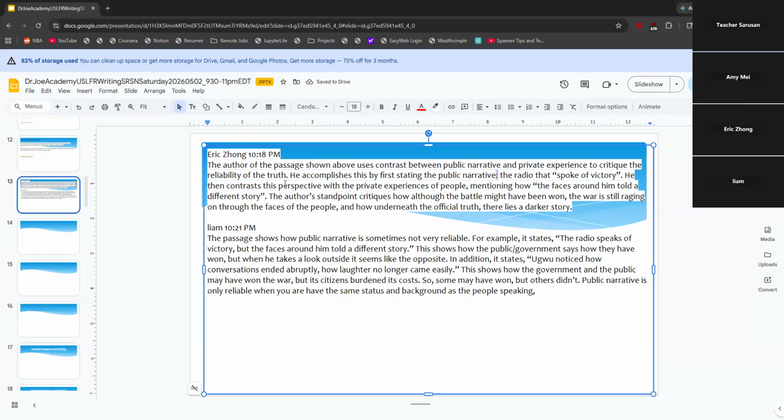He then contrasts this perspective with the private experiences of people, mentioning how, and when we are, actually, no, this is not a quote. Sorry, it's not a dialogue. I was going to say if we're using dialogue, we need to put a comma. This is not dialogue. Mentioning how the faces around him told a different story. The author's standpoint critiques how, although the battle may have been won, the war is still raging on through the faces of the people, and how underneath the official truth there lies a darker story.